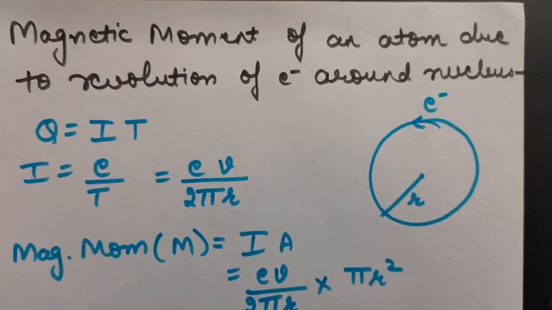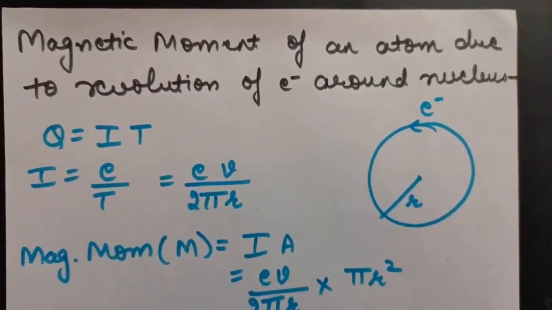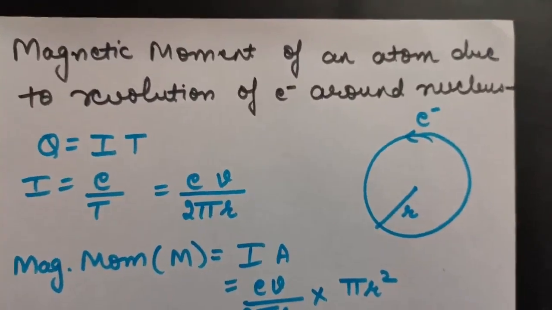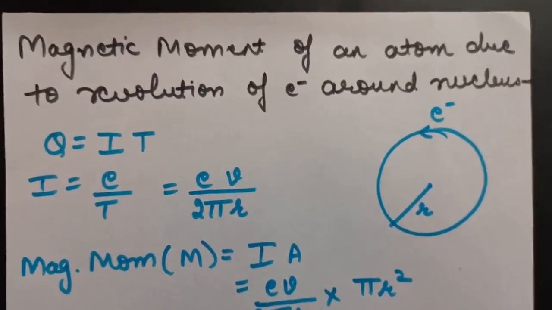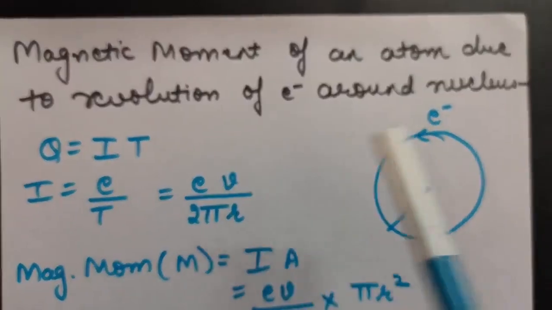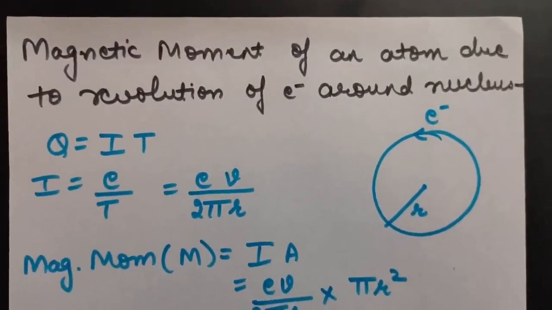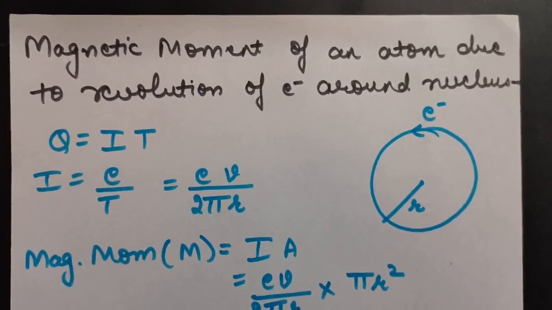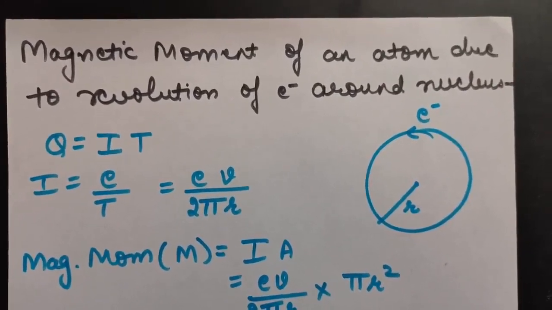Okay students, so there was a topic which was left in your chapter number 4. Today in this lecture I'll be covering that topic also. The name of the topic is magnetic moment of an atom due to revolution of electron around the nucleus. Now you know, in every atom electron revolves around the nucleus.